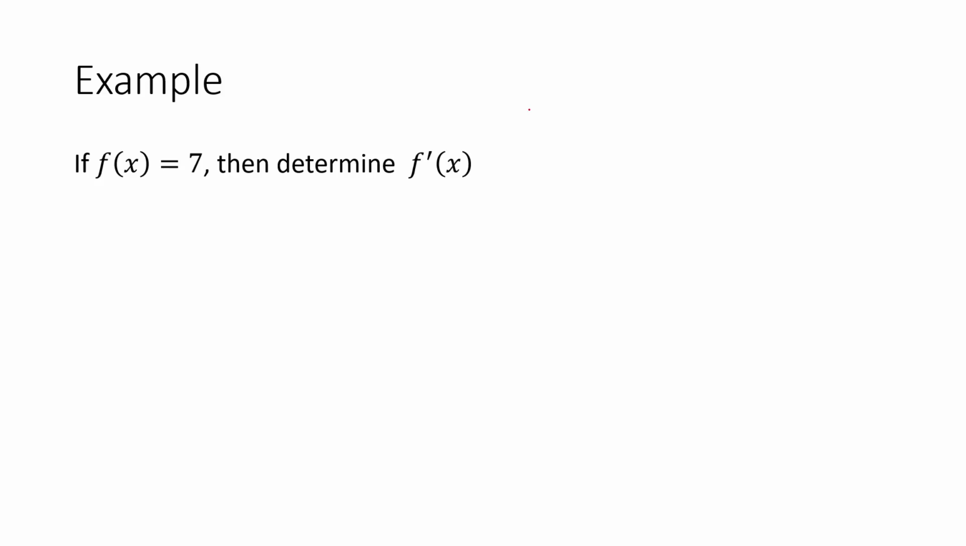This next one's kind of interesting. If f of x equals 7, that's like saying 7x to the exponent 0. Well, let's take that 0, multiply it by the 7, and determine the derivative. We get 0x. And now we're going to subtract 1 from that exponent of 0. 0 minus 1 is negative 1. So I can say f prime of x equals 0 times x to the negative 1. Well, that's the same as 0.